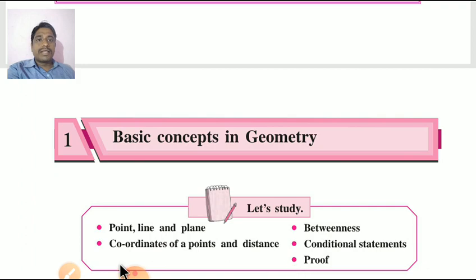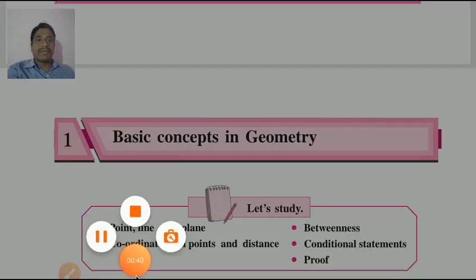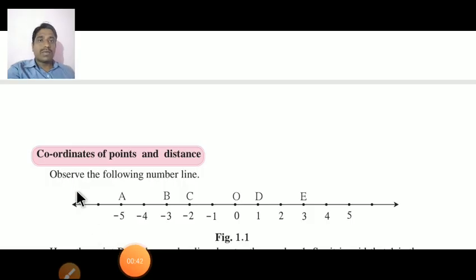First one, we revise the coordinates of a point and distance. Observe the following number lines. There are some points from -5 to +5 and some letters A, B, C, O, D and E.